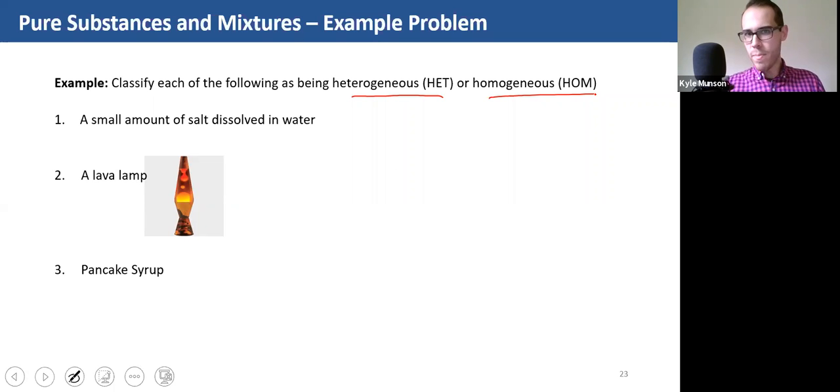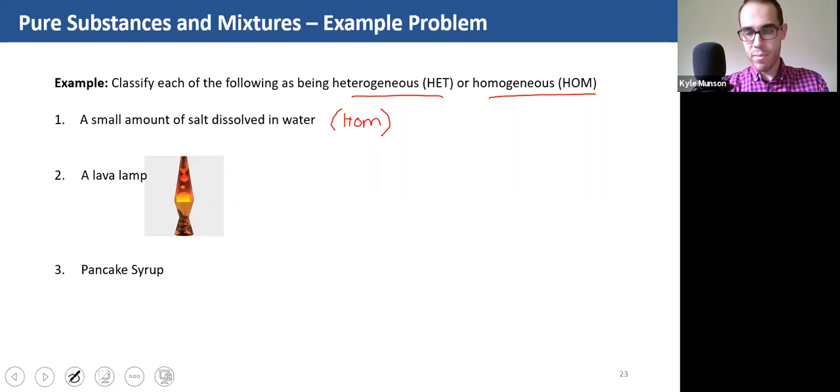Okay, so these aren't particularly hard, right? A small amount of salt dissolved in water. Well, you're not going to be able to really tell the difference before and after you put the salt in there. It's going to be uniform in composition and appearance once the salt is dissolved. So this is an example of something being homogeneous.